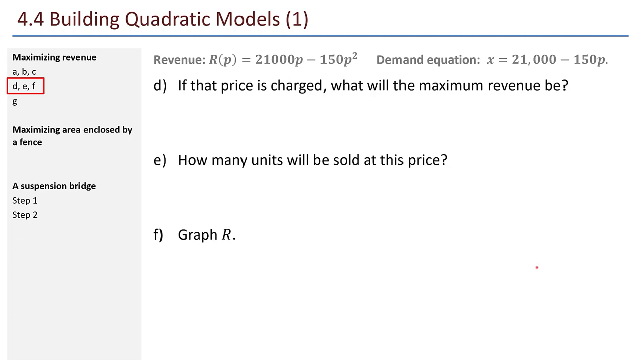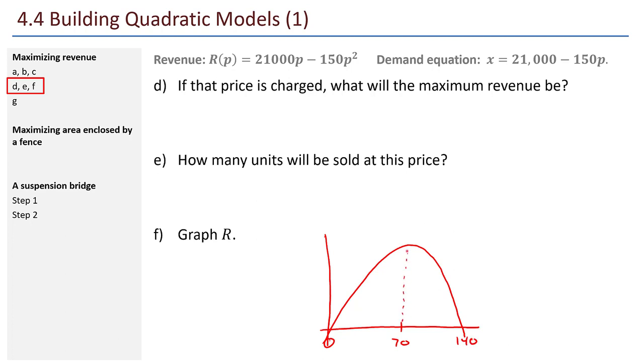Well, there's a little bit more. Let's suppose that that price is charged. What will the maximum revenue actually be? So if I do charge $70, the horizontal axis is price, the vertical axis is actual revenue, what is the dollar amount that I will get? How do you figure that out? Do you know?